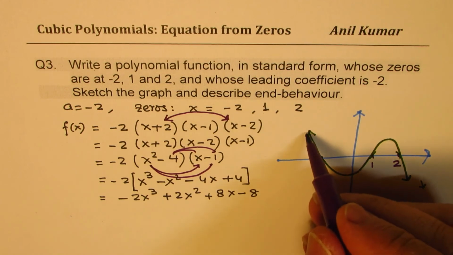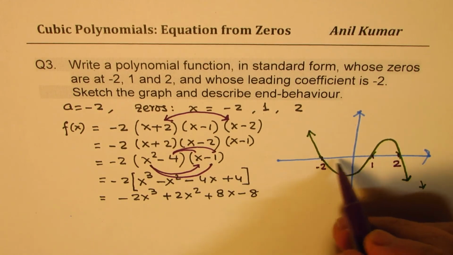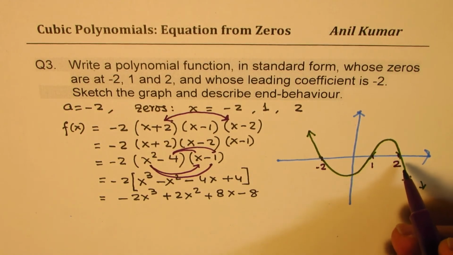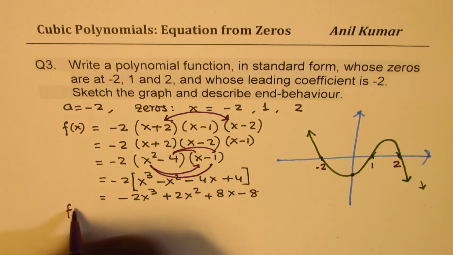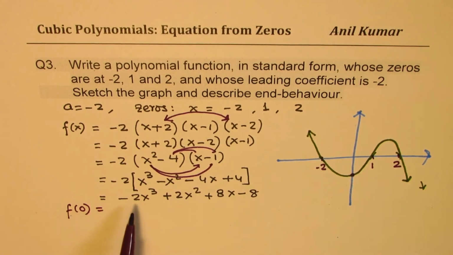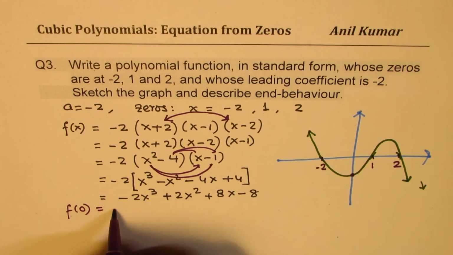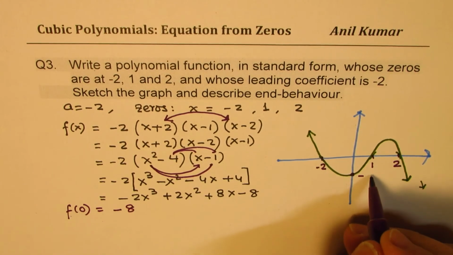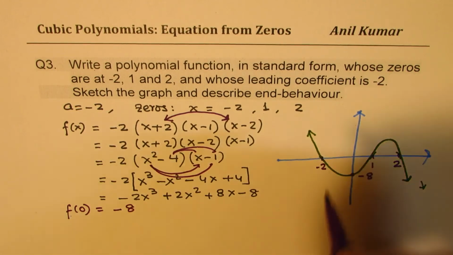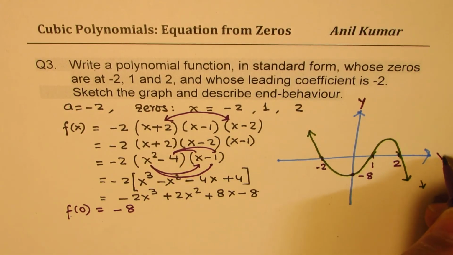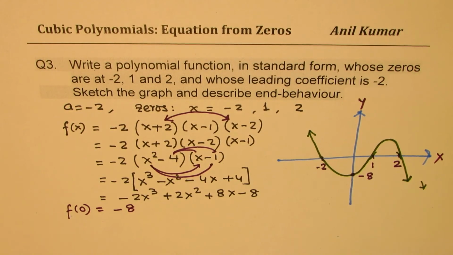But we are really interested in the end behavior and the x-intercepts, or the zeros in this particular case. But we need to find what is this value, the y-intercept. So let's calculate. So what is f of 0 equal to? If I write 0 here, I get minus 8. So it is minus 8, and that is a good check. It is on the negative side of the y-axis, right? So that is your y-axis, and this is the graph of the function. Perfect. So I hope it is absolutely clear.